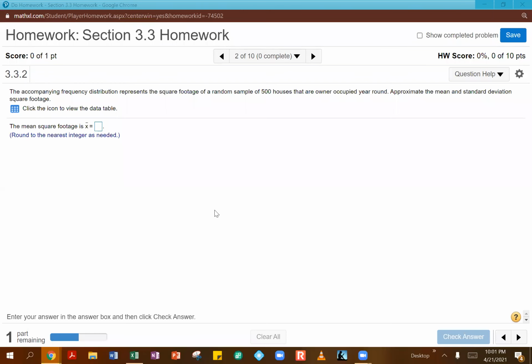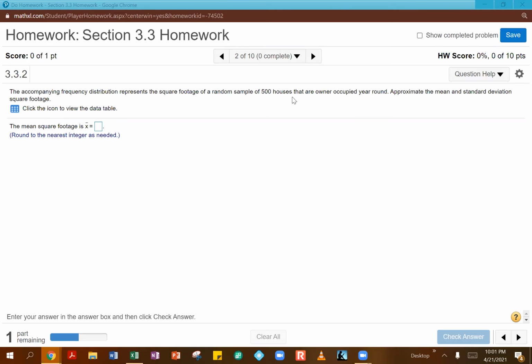Alrighty, let's take a look at this example over here. So you can see they're talking about the frequency distribution represents the square footage of a random sample of 500 houses that are owner occupied year round. They want us to approximate the mean and standard deviation of the square footage.